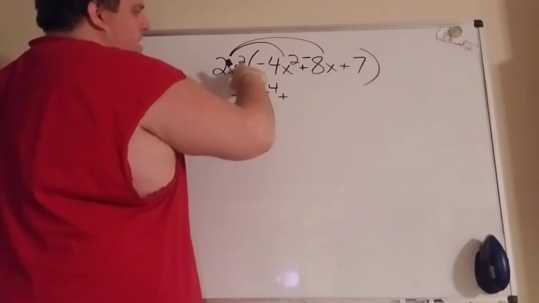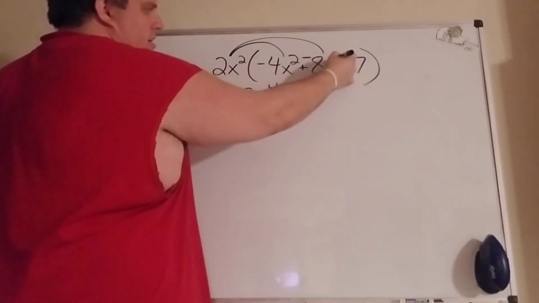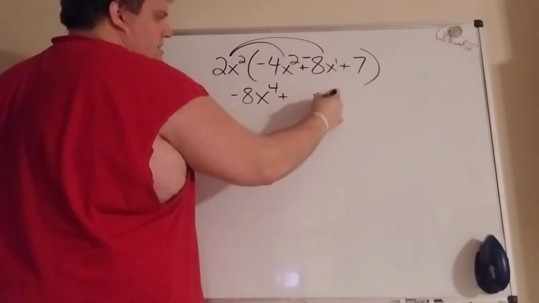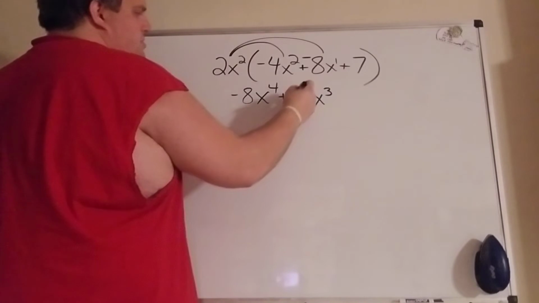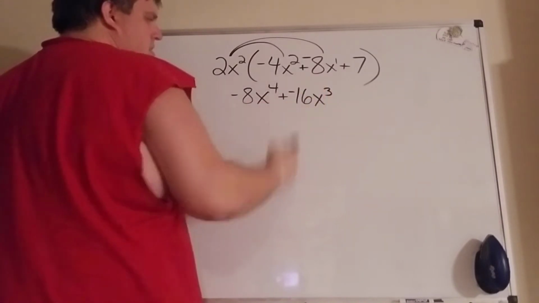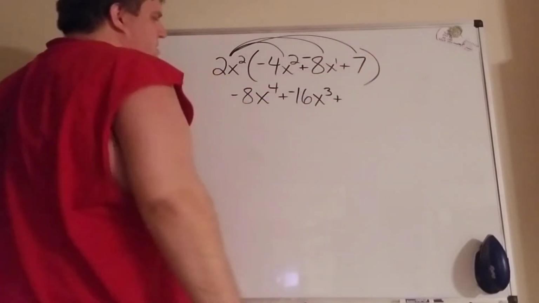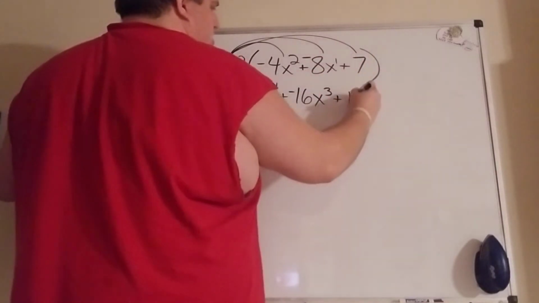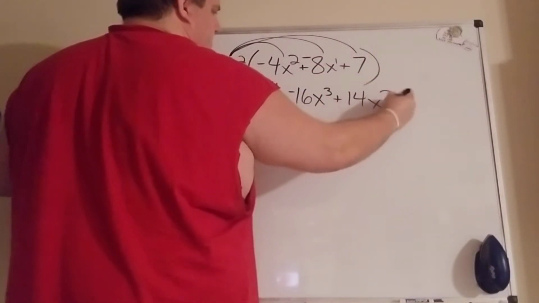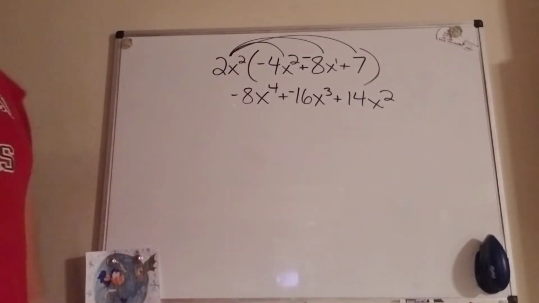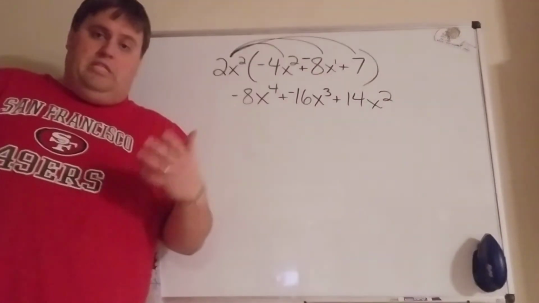2x squared times negative 8x. Well, now we have 3 x's, 2 here and 1 here, so that's going to be x to the 3rd. Negative 8 times 2 is negative 16. And then the last term, 2x squared times 7, is just going to get you 14x squared. So as you can see, with a monomial, that's pretty easy.